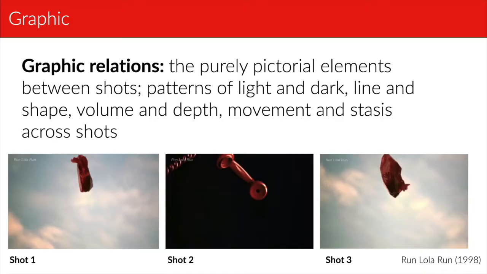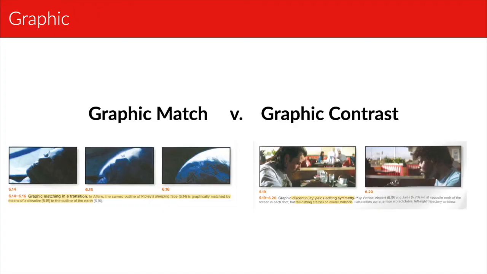To begin, you can have graphic relations between particular shots. So graphic relations are the pictorial elements between shots, patterns of light and dark, line and shape, volume and depth, movement and stasis across shots. And mise-en-scène and cinematography also furnish these graphic relationships and possibilities. But you can have either a graphic match or a graphic contrast.